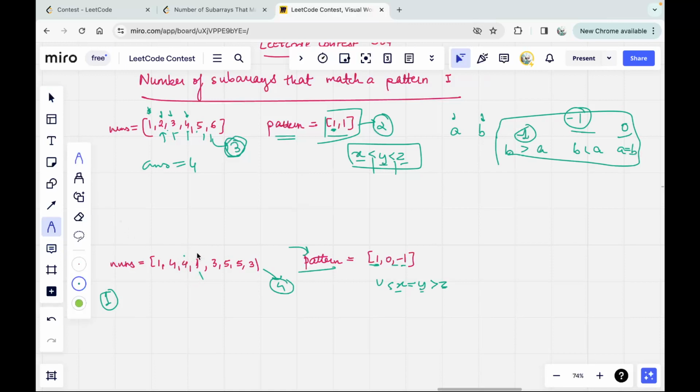So the next subarray starts with 1. So 1, 3, 5, 5. Is 1 less than 3? Yes. Check for the second condition. Is 3 equal to 5? No. So again, this is not an answer.